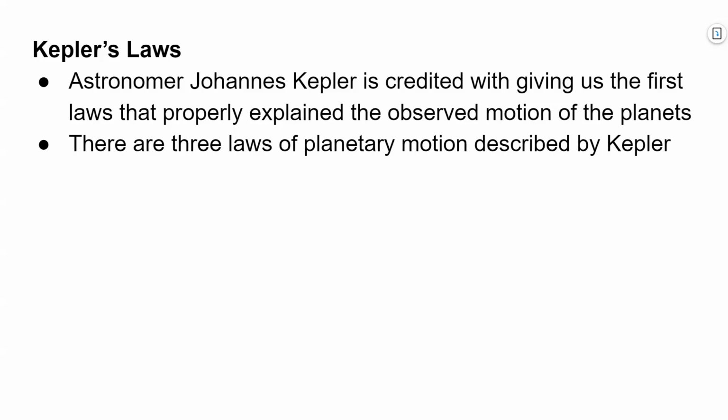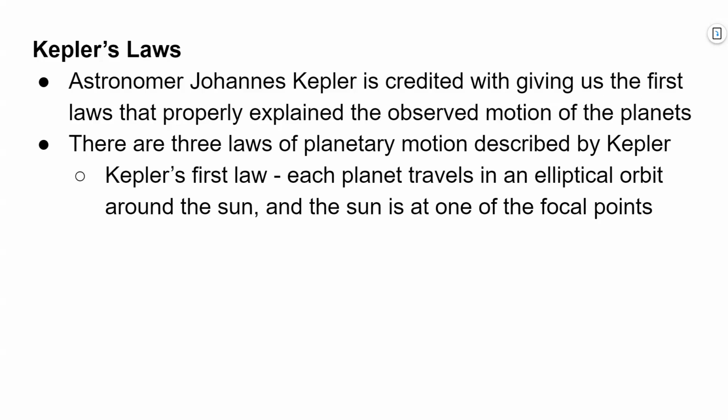There are 3 laws of planetary motion as described by Kepler. His first law is as follows. Each planet travels in an elliptical orbit around the sun, and the sun is at one of the focal points of that ellipse. So prior to Kepler, there were lots of theories about maybe things orbiting the Earth. Once we eventually figured out they're not orbiting the Earth, people had them in circular orbits, which they are nearly circular, but they are not circular. So Kepler was the one who suggested that they might be elliptical in shape.